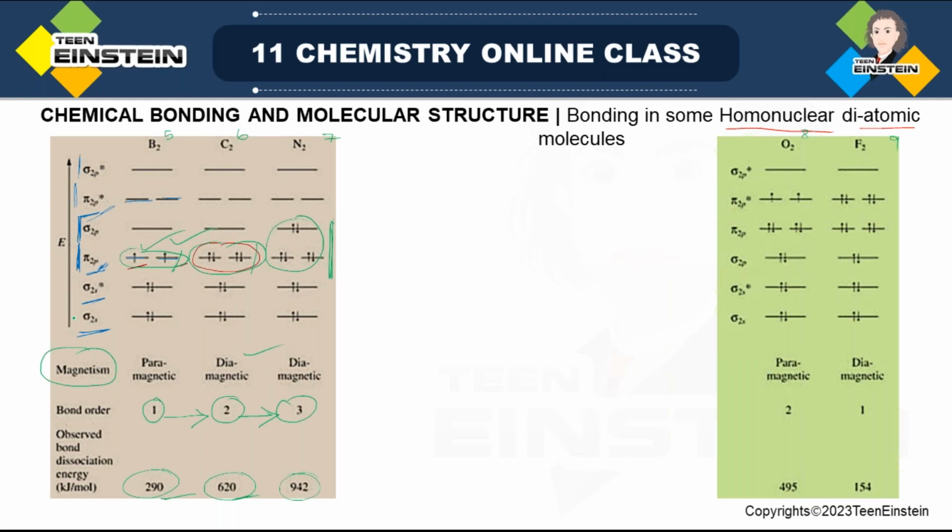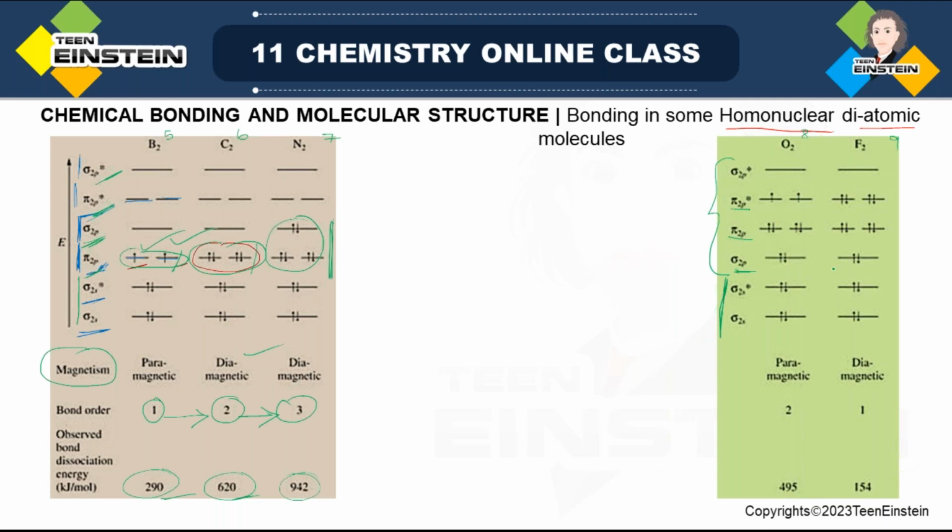See, sigma 2s, sigma 2s star. Here also it is sigma 2s, sigma 2s star. No difference. But after that, in the earlier case it was pi 2p, sigma 2p, pi 2p star, sigma 2p star. But here that is not the case. Focus on this part. Sigma 2p, then pi bonding, pi anti-bonding, then sigma anti-bonding. So you can see the energy levels are different compared to B2, C2, N2.